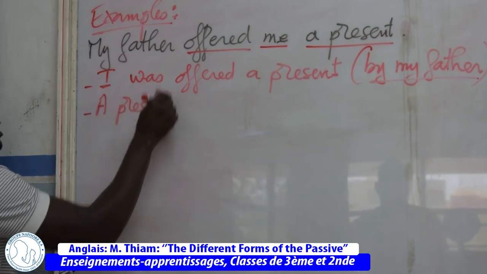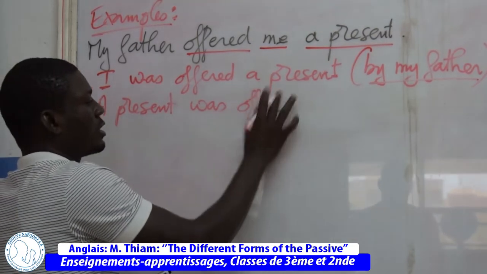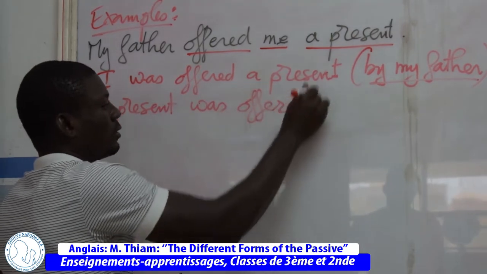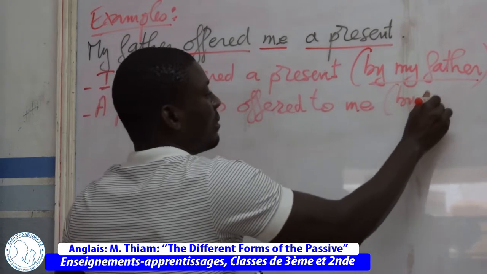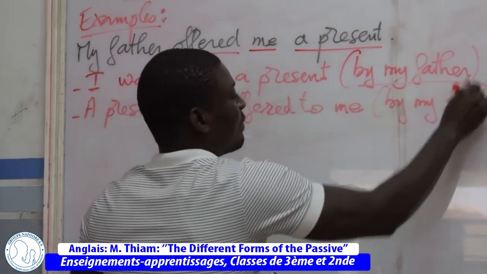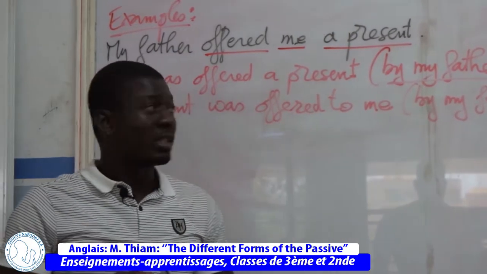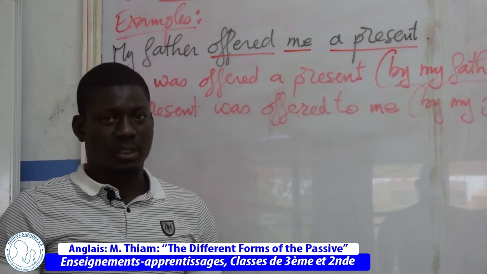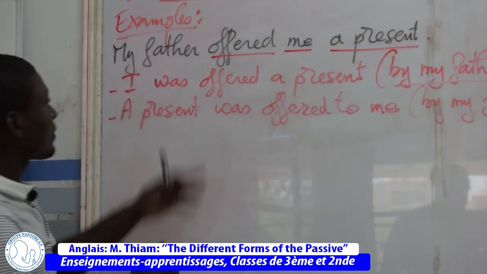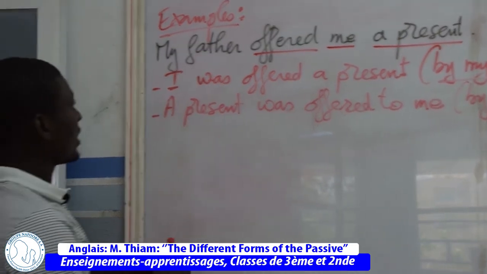A present was offered to me, okay, by my father. I put by my father in parentheses because here the agent object is not compulsory. Okay? This is what they call the double object subject. We can have another example.